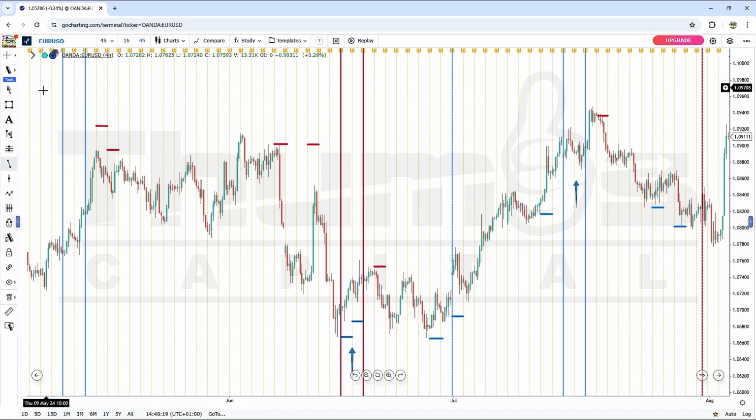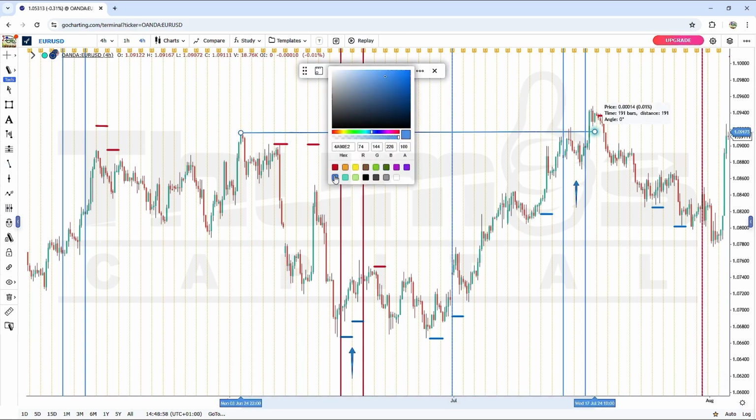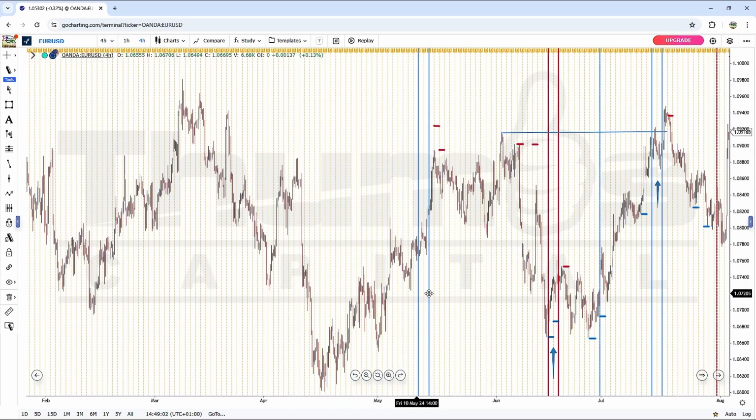So let's go ahead and mark that. This is the high of the previous monthly contract. As you can see, the monthly contract started from here and ended here. The high of that contract is the target for the monthly contract. And for the quarterly target, we have the high of the quarter.